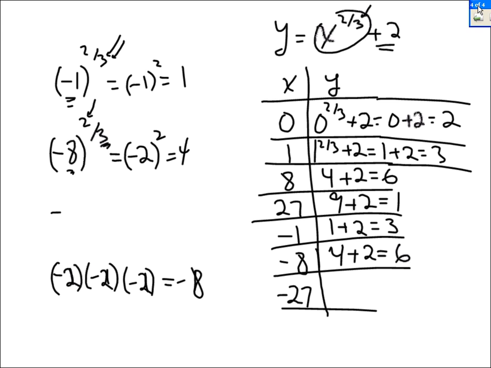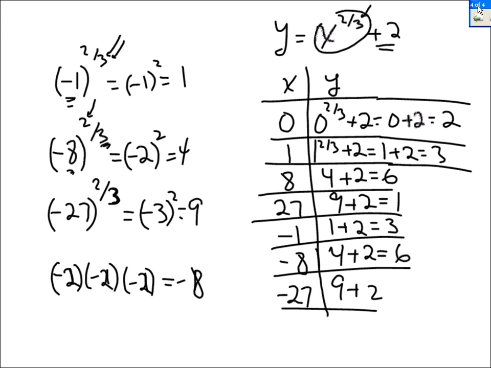-27. What times itself 3 times gives you -27? The answer is not 3, but -3. And when you square it, you get back 9. Plus 2, 11. If you notice, 9 plus 2 is 11.